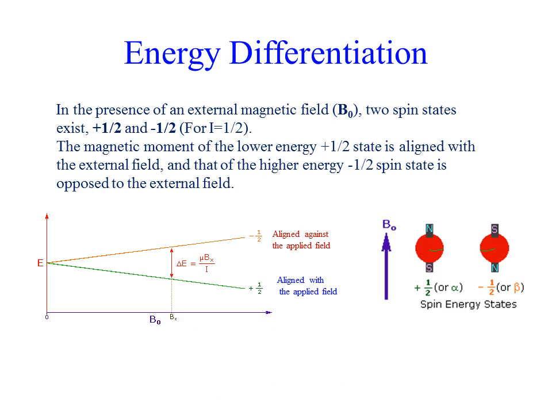Now, energy differentiation. In the presence of an external magnetic field, two spin states exist, referred to as plus half and minus half. The plus half state is aligned with the external field, or in other words, nuclei with lower energy, while the minus half spin state is opposed to the external field, or in other words, nuclei with higher energy.